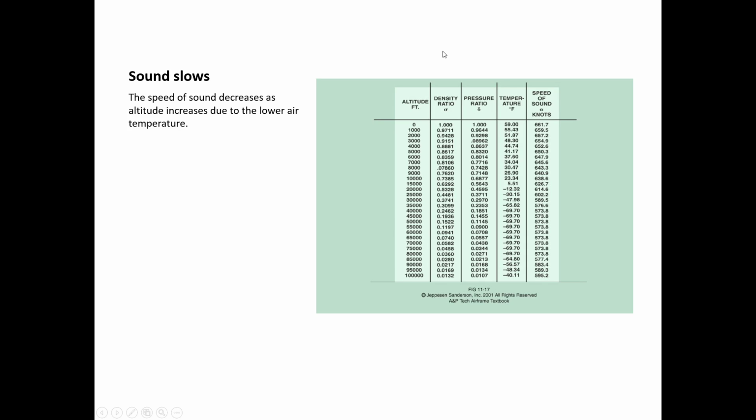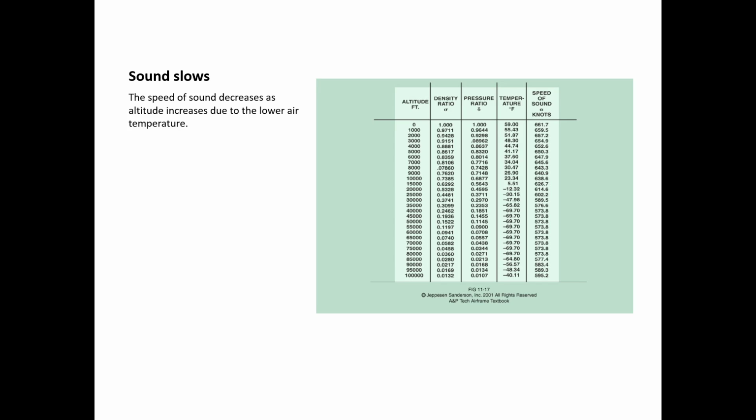The speed of sound decreases as altitude increases due to the lower air temperature. All right, so I imagine that might be a little contrary to what you would maybe think. It's like, well, there's less friction in the air. If there's less air, wouldn't sound waves travel faster? Well, apparently not, because of the low temperatures at altitude.